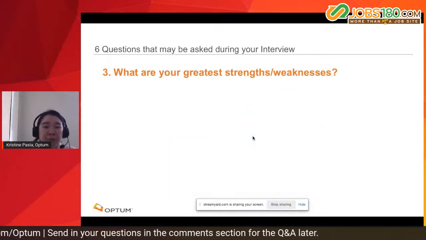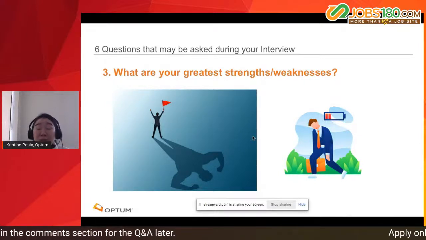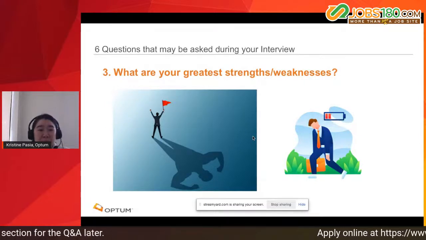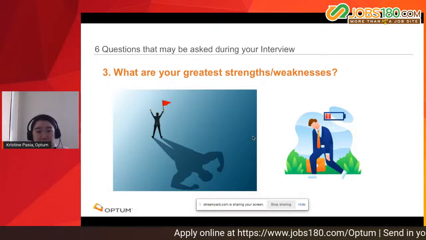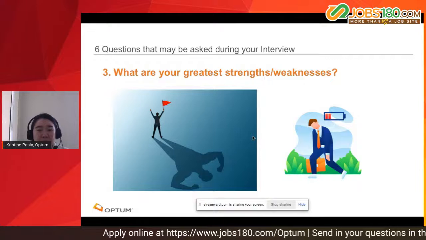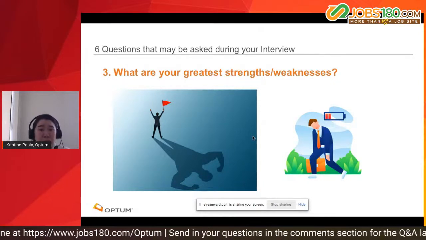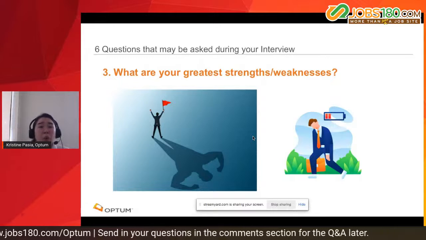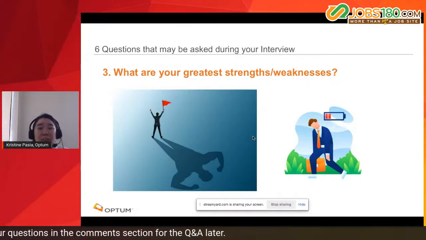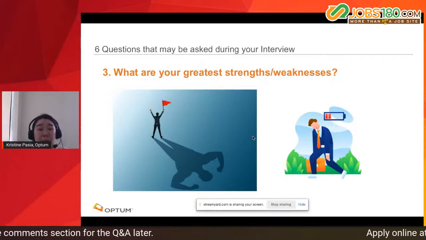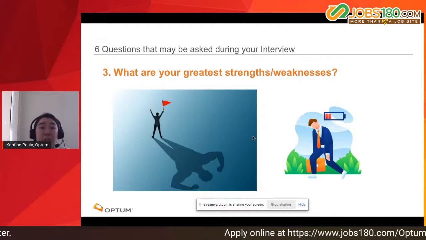Now, number three, what are your greatest strengths and weaknesses? Usually they ask you this because they also want to open up an icebreaker, or break the ice so that you can calm down. But they also really want to understand what your greatest strengths are, right? What are your strengths that you can bring into the company? And as an individual in the position that you're applying for, how will you be able to do the work, right? So you have to share your strengths.